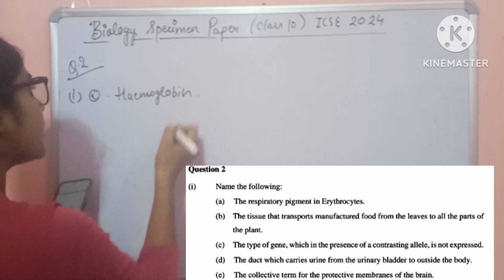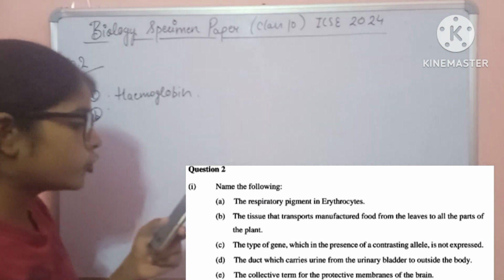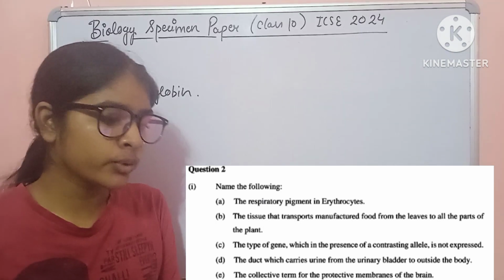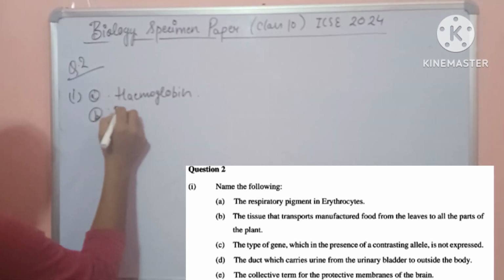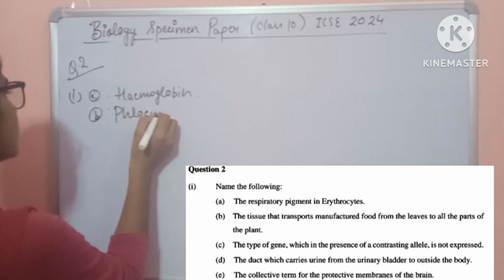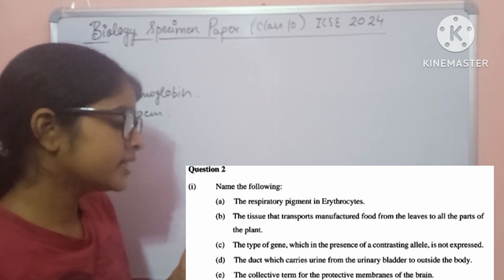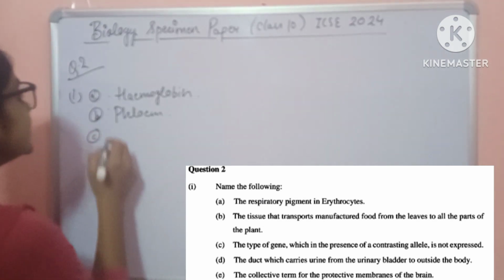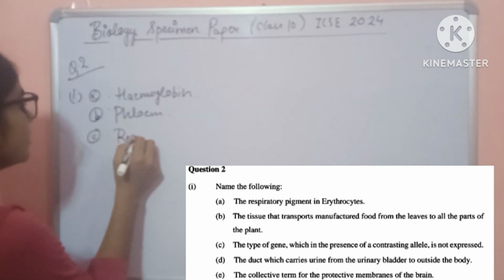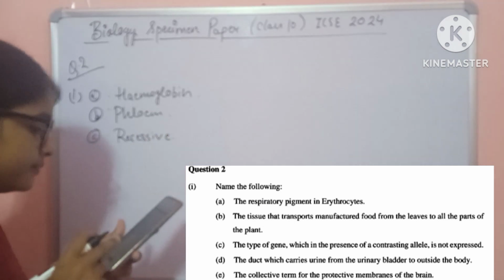This is the respiratory pigment. Okay. B. The tissue that transports manufactured food from the leaves to all the parts of the plant. The answer is phloem. C part. The type of gene which in the presence of contrasting allele is not expressed. The answer is recessive allele. It is not expressed. Okay.